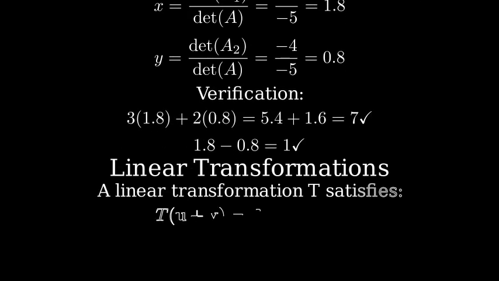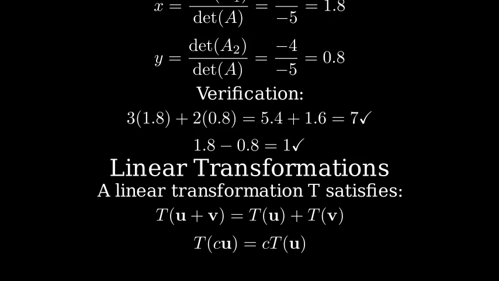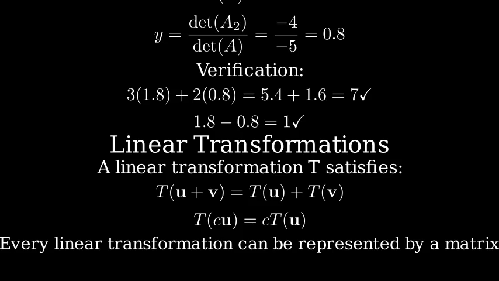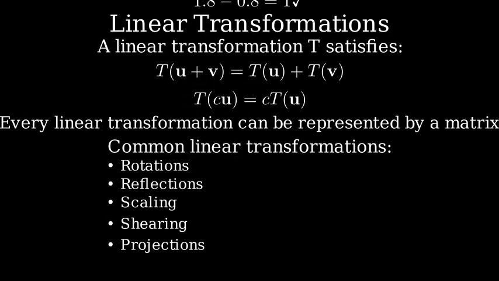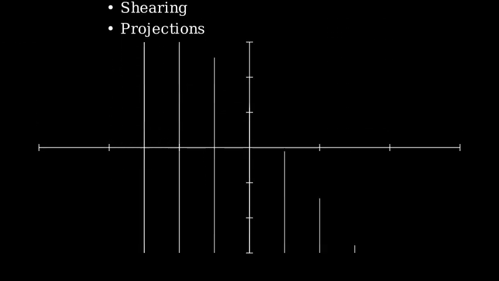A linear transformation is a function that preserves vector addition and scalar multiplication. Every linear transformation from R to the power of n to R to the power of m can be represented by an m by n matrix. Some common examples of linear transformations include rotations, reflections, scaling, shearing, and projections. Let's visualize some 2D linear transformations.